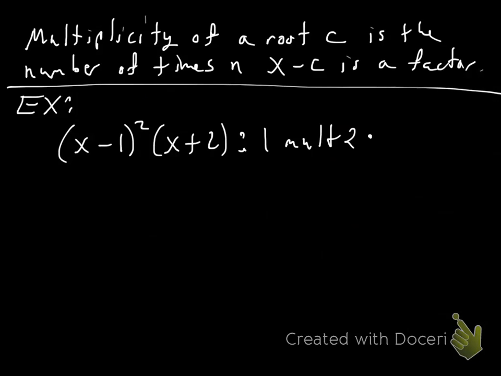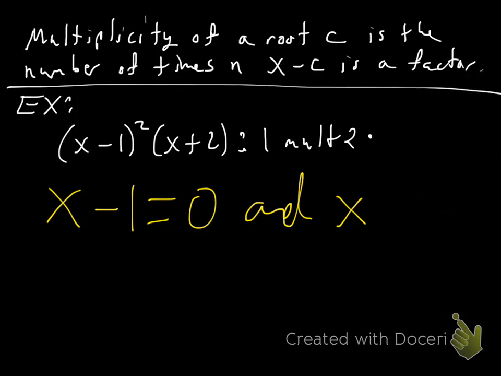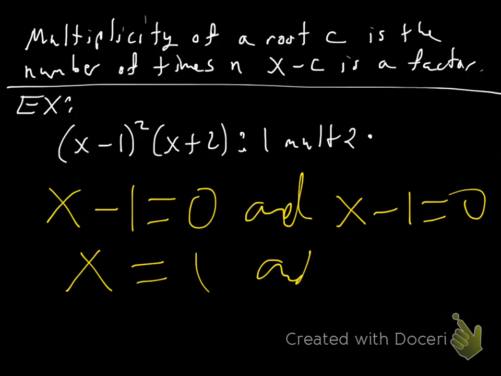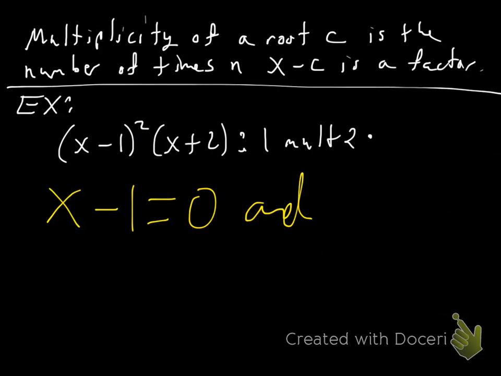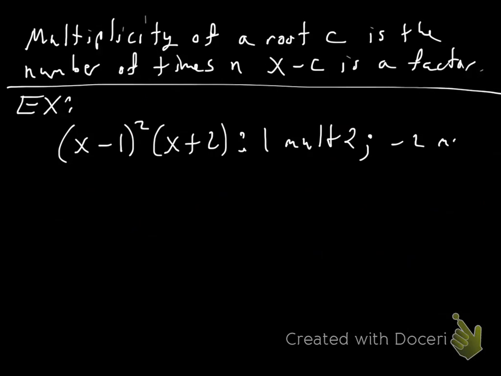So if I went through and I solved x minus 1 equals 0, because I have 2 of them, I would have another one. So I get an answer of x equals 1 and x equals 1 twice. So that's where that multiplicity 2 comes from. I can eyeball it by just looking at the exponent there. Okay, so let's move all this junk off. Now x plus 2 has an exponent of 1, so that's going to have multiplicity 1.